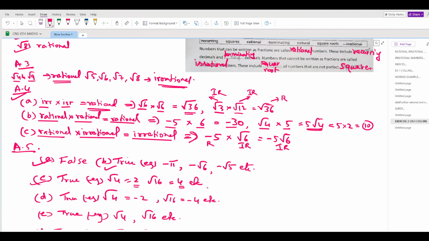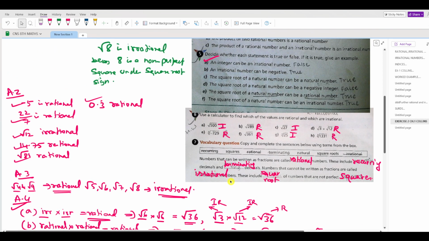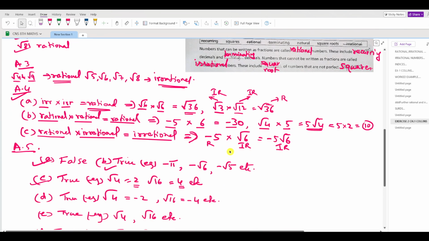But here you have to be careful. Which one are we doing? Yeah, C. The square root of a natural number can be a natural number. Okay, and the answer written is true. But what I think is the answer should not be true.